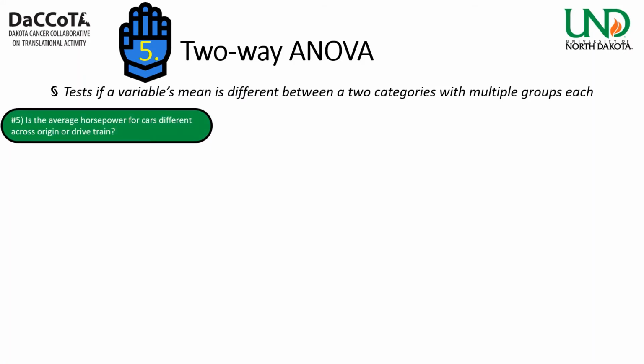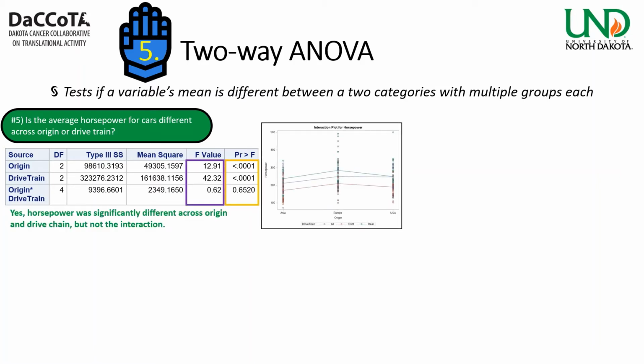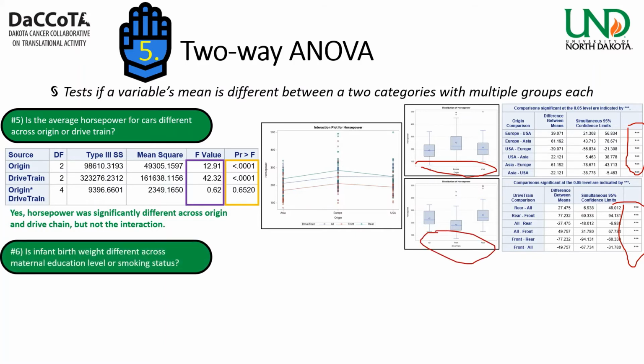Okay, let's turn to cars, horsepower, and origin or drivetrain. We find here that both origin and drivetrain were significant, but not their interaction, so we don't really need to use this, but we'll plot these individually. And again, we need to do these post hoc tests and look at differences. And it turns out all of these were significant for everything, so it looks like horsepower is significantly different across all three origins, European, Asian, and US, as well as drivetrains. Okay, let's keep going here.